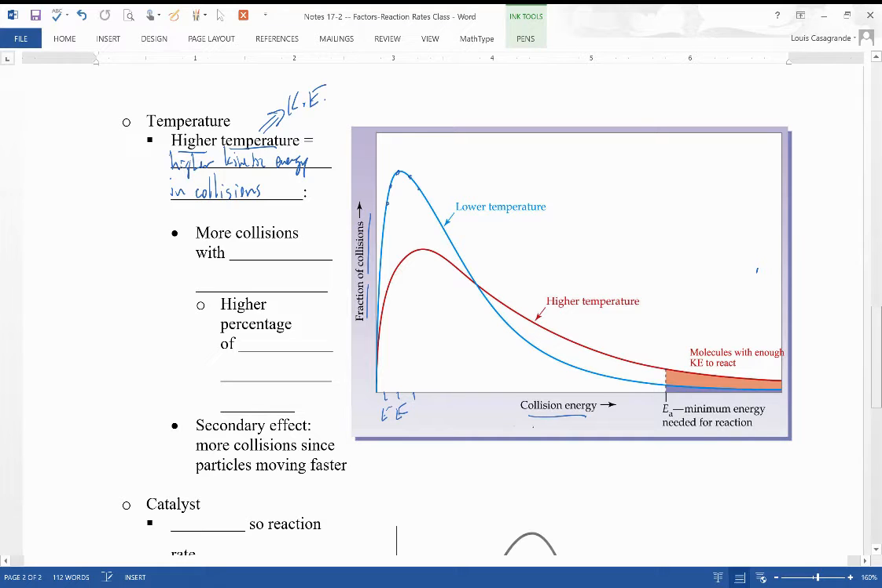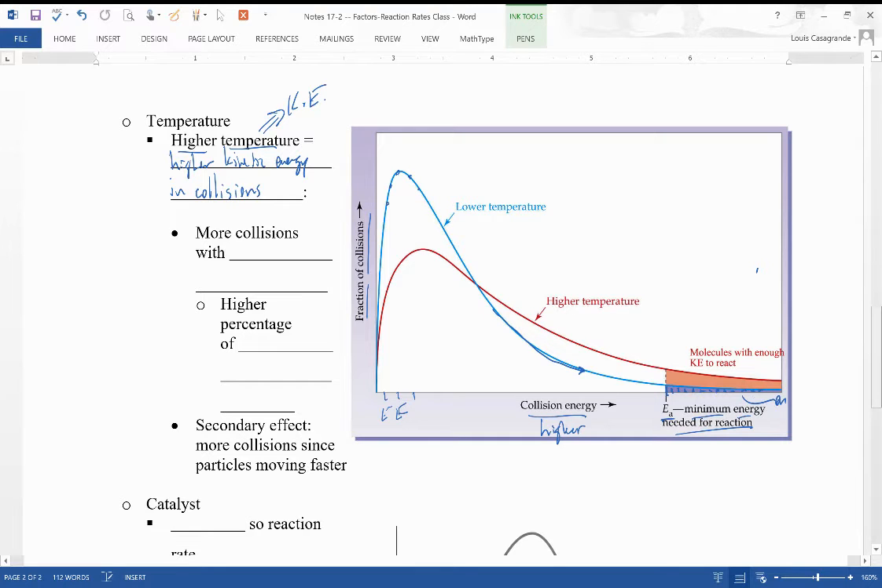And as we move higher in energy, we get fewer and fewer collisions with that amount of energy. And we get this big drop off, especially at this low temperature. I'll explain high temperature in a moment. Now, here is the activation energy. This is the minimum energy needed for the reaction we talked about yesterday. So only collisions that have this amount of energy or higher are going to be able to react.